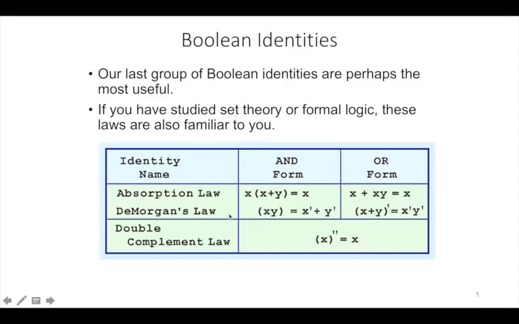De Morgan's law says that (x AND y) complement is equivalent to x complement OR y complement. In the OR form, (x OR y) complement equals x complement AND y complement. And the double complement law says that a Boolean variable x with a double complement gives the original variable x itself.